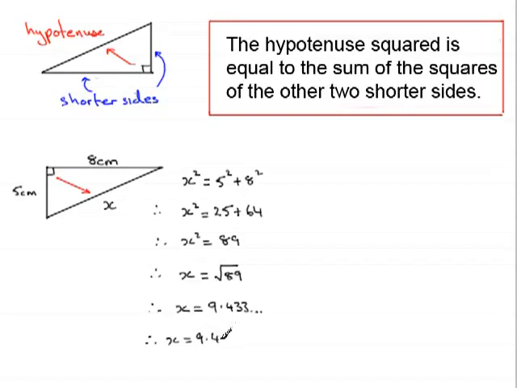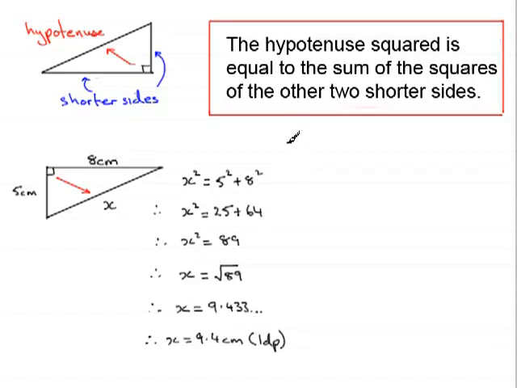Don't forget the units, which is centimeters, and don't forget to write in the approximation, in this case 1 decimal place. And it's always useful to look at your answer and check to see if it makes sense. 9.4 centimeters is longer than the 5 and the 8 centimeters. Okay?